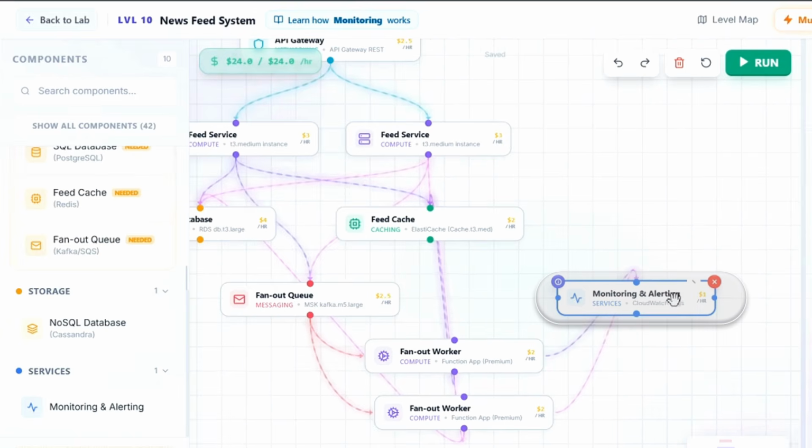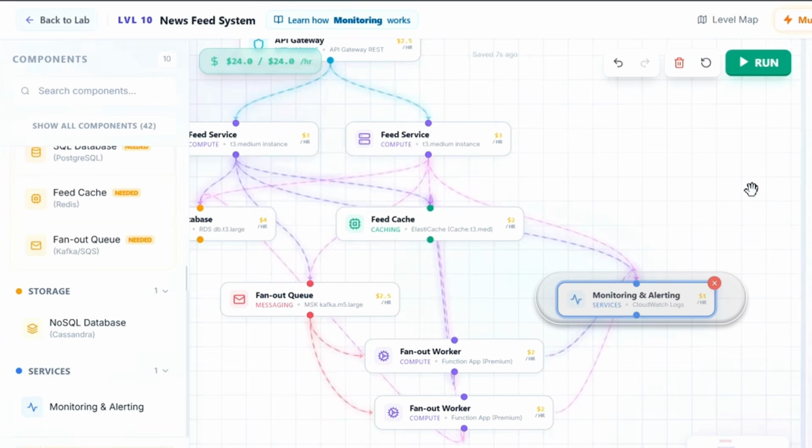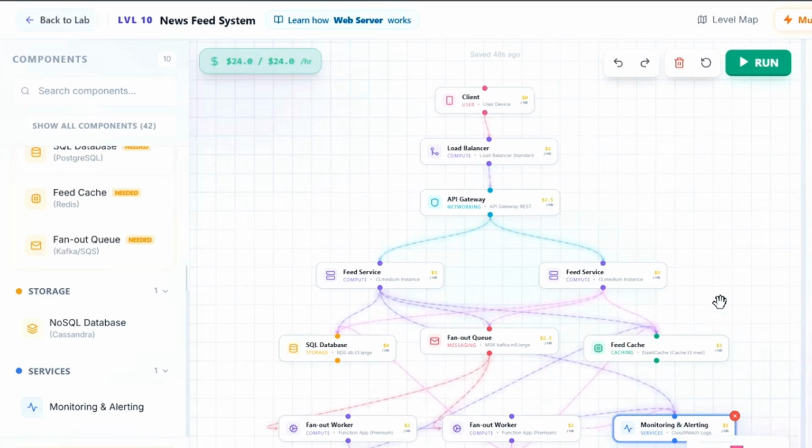The monitoring and alerting component that we have right here is a very important component, and every important component in our architecture must be connected to it. Both the feed services and the fanout workers send metrics to this monitoring component. Monitoring continuously observes the important system metrics such as request latency, cache hit ratio, queue size, worker failures, and many more. If any abnormal behavior is detected, alerts are generated so engineers can investigate and resolve these issues before users are affected. So this is our entire architecture, and let us now summarize the entire path.